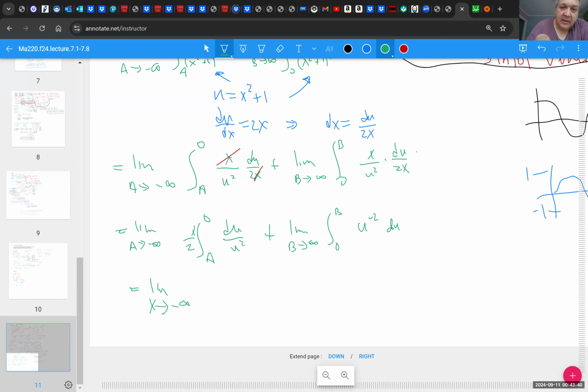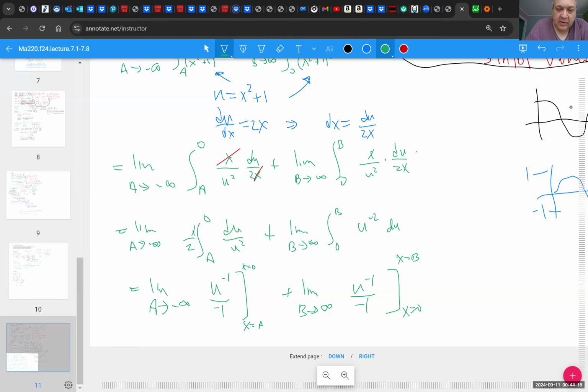Oh, that's not x, it's a. Keep me straight. And this one's going to be the b thing. And the antiderivative of u to the negative 2 is u to the negative 1 over negative 1 from 0 to b. These are x values. And this can be the same thing. So it's going to be u to the negative 1 over negative 1. And I have values from a to 0. This is x equals a to x equals 0.